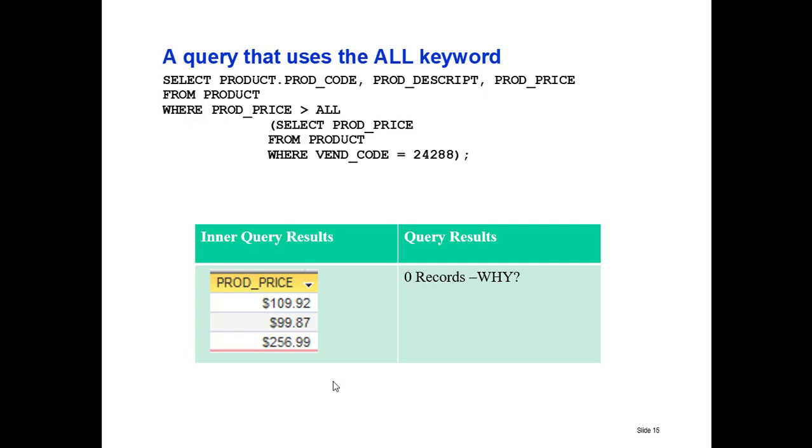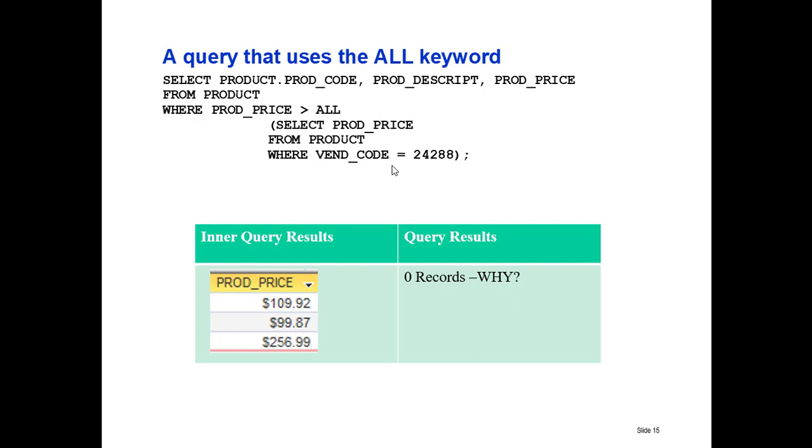So let's look at an example of a query that uses the ALL keyword. The inner query is selecting the price from product with a certain vendor. And we want to have the product price. Notice product price is here. I want to emphasize that. And product price is the only field in the select. Don't do select product price, comma, product code. We're matching this field to this field when you're doing this subquery.